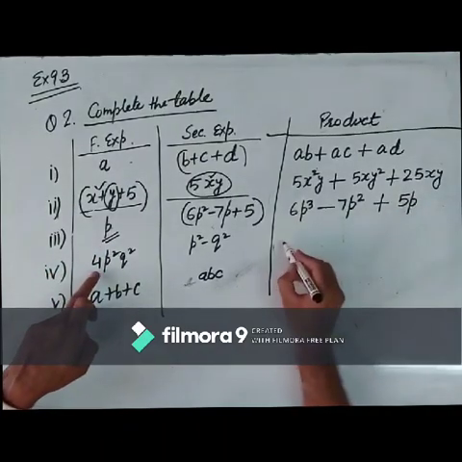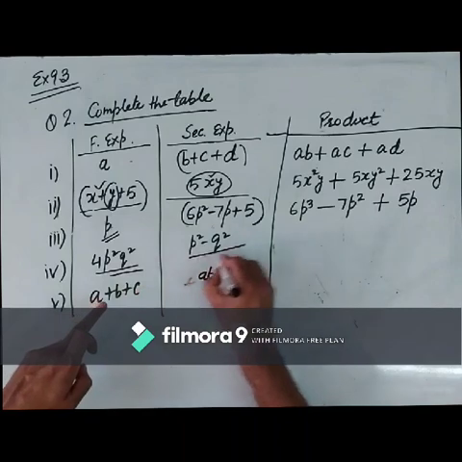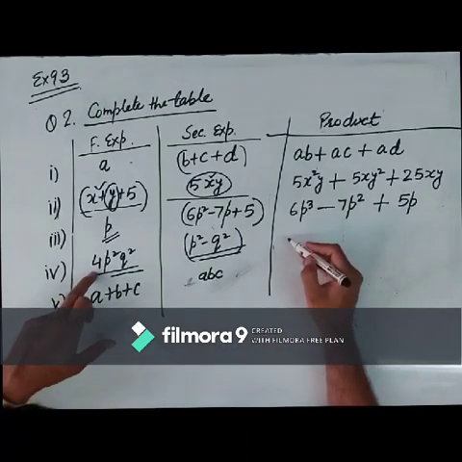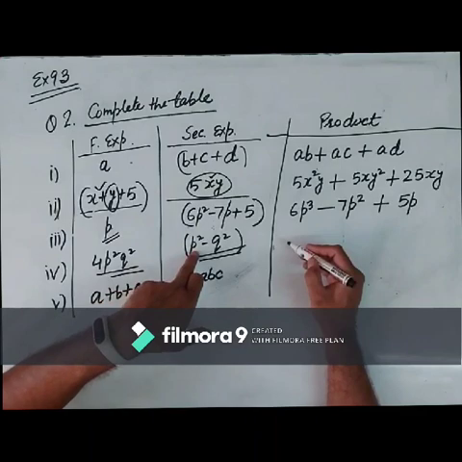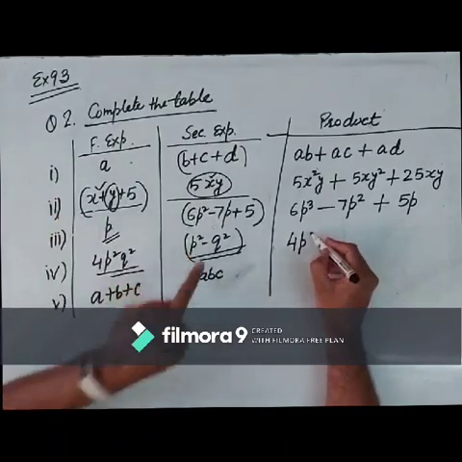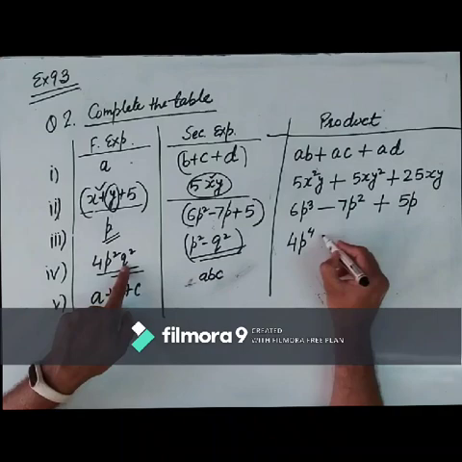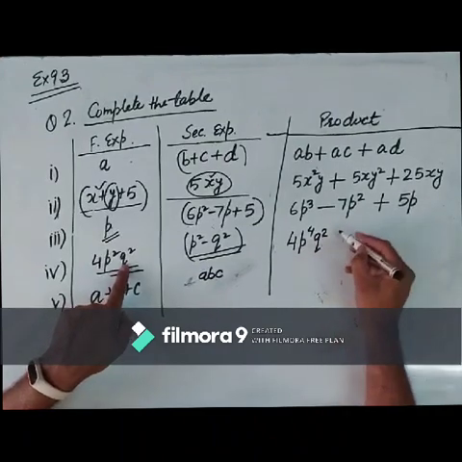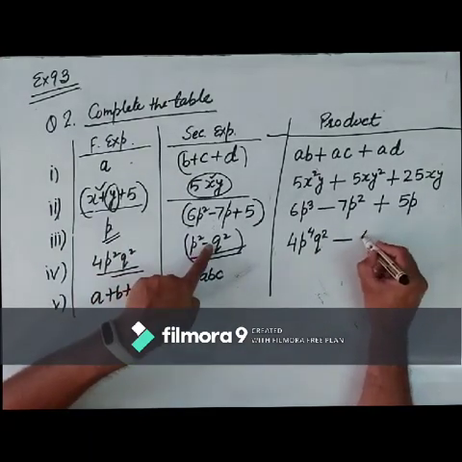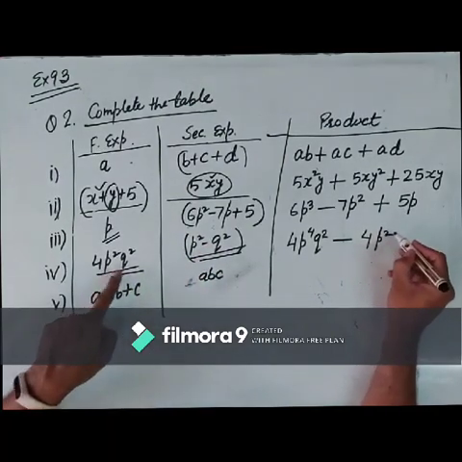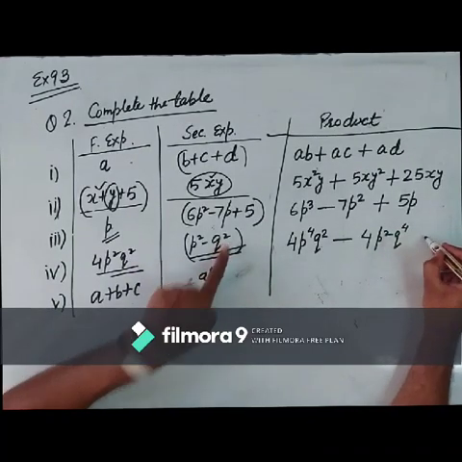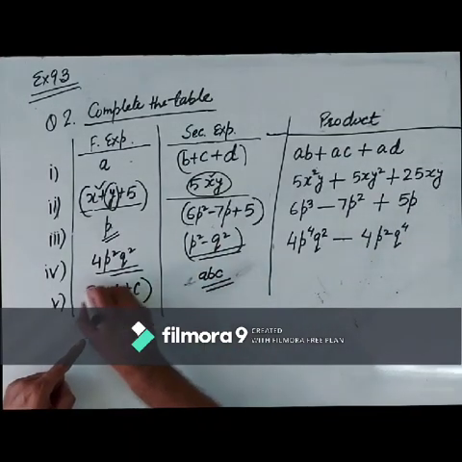The next one is a monomial and a binomial, so these two terms have to be multiplied with 4p square q square. 4p square q square is to be multiplied with p square, so you will get 4p to the power 4 q square. Then the minus sign: 4p square q square multiplied by q square gives 4p to the power 2 and q to the power 4. So this is how we perform the monomial and trinomial multiplication.